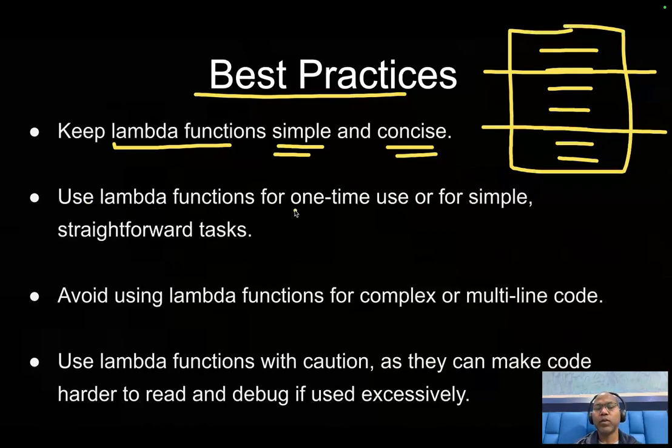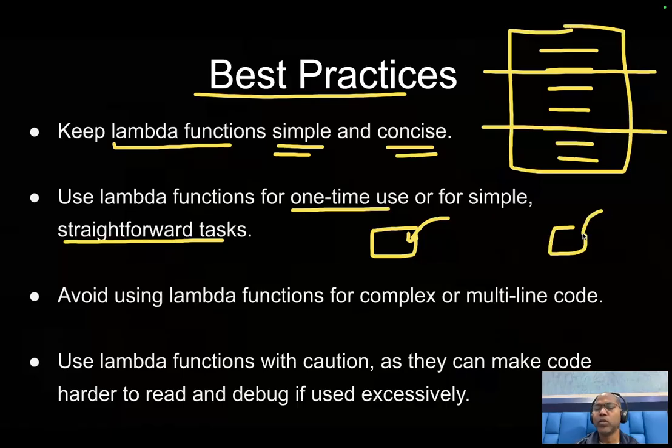Use a Lambda function for a one-time use, for a simple straightforward task. So a Lambda function is for a simple task that you can define and use one time. If you want it in other places, you can define and use them there. A Lambda function is a function that you define and, at the same time, use. Lambda functions are not going to be reused like your normal standard function.